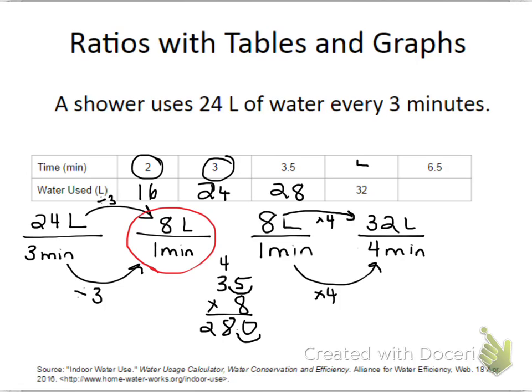So that 4 goes up here. For the last one, see if you can do it on your own. Press pause, give it a try, and then when you're done, click play and see what the correct answer is.